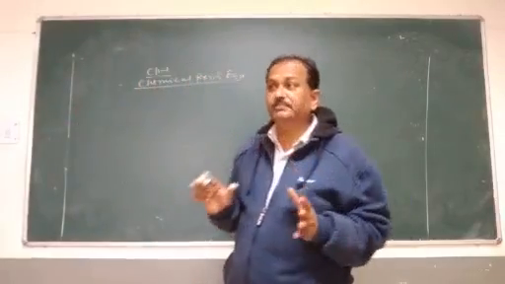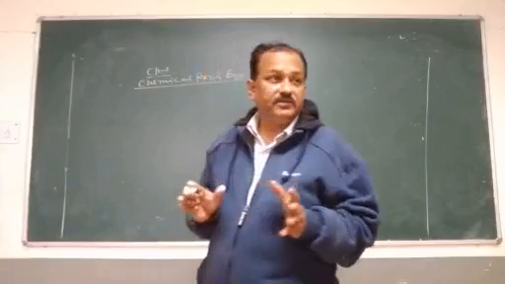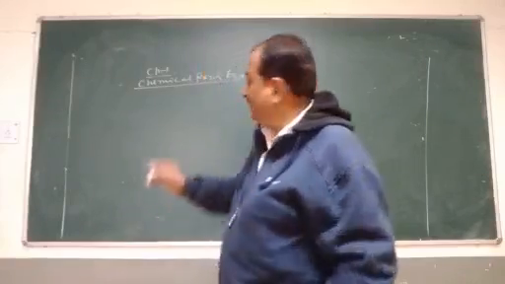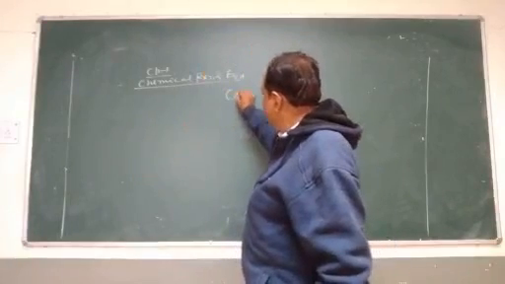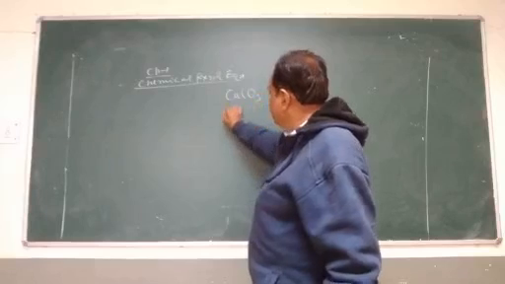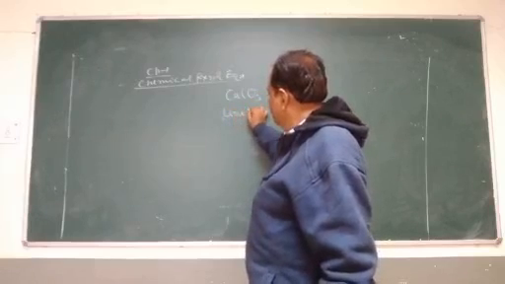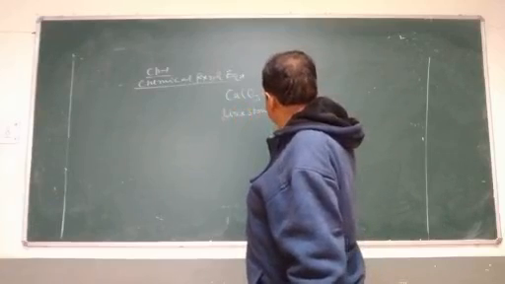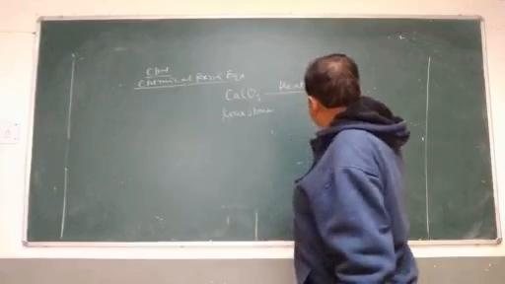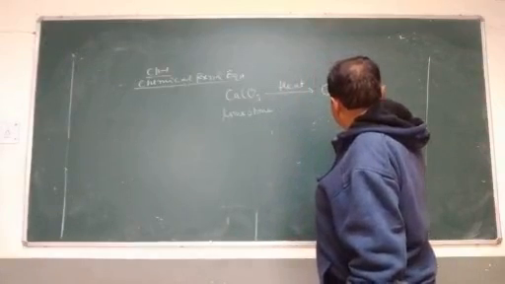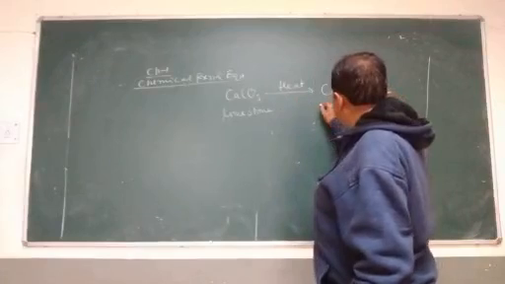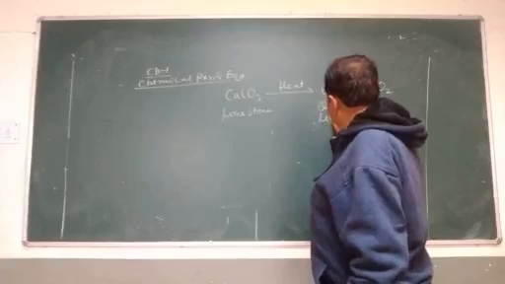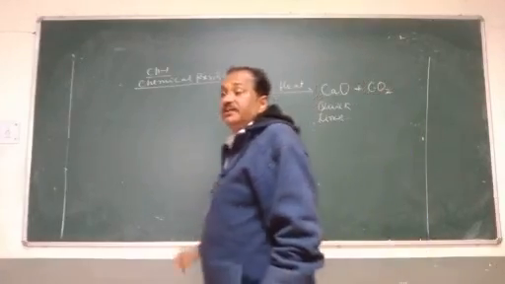We use the symbols of different elements and different formulas. Like in the first, this CaCO3 is limestone. This on heating forms calcium oxide and CO2. This is said to be quicklime. So this is a chemical equation.